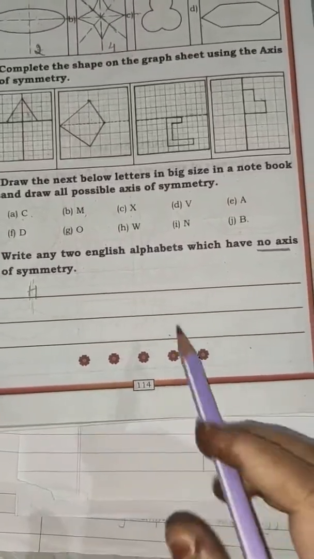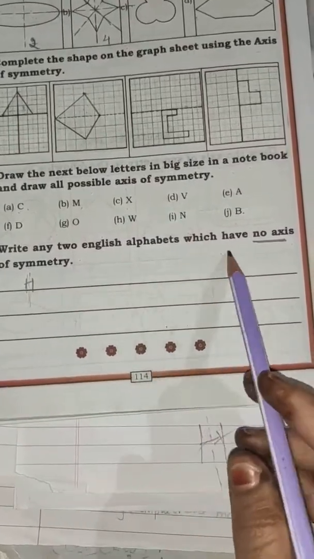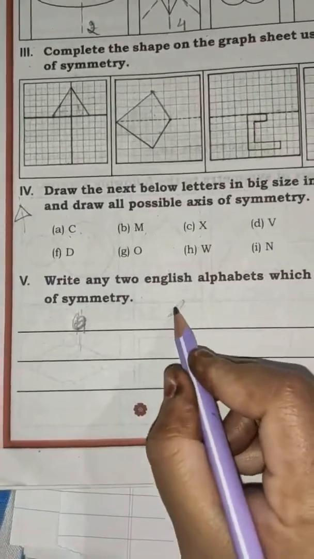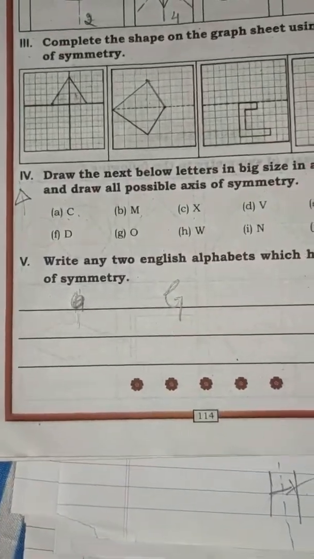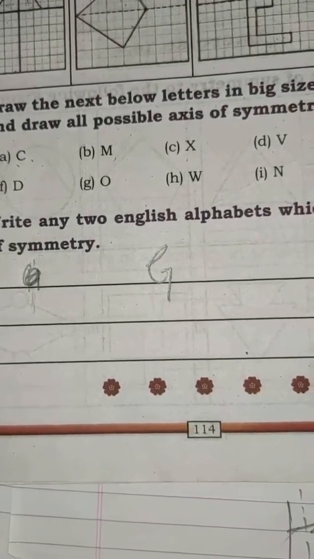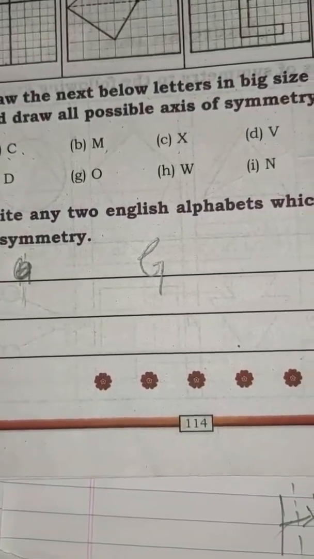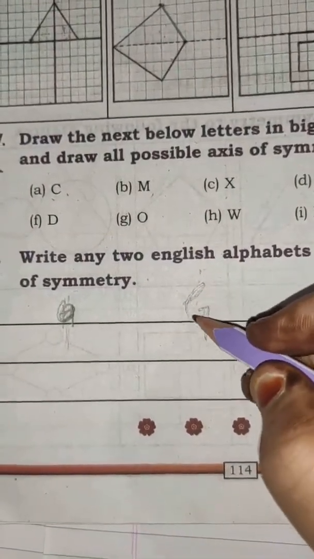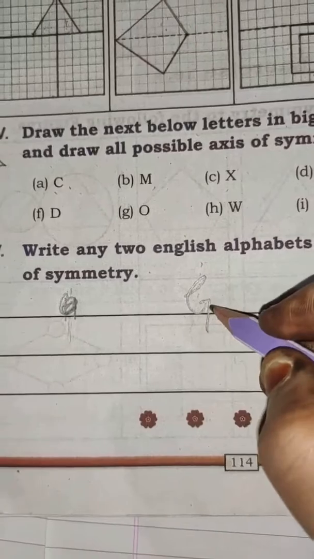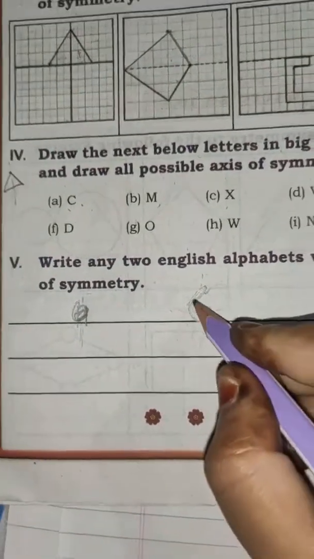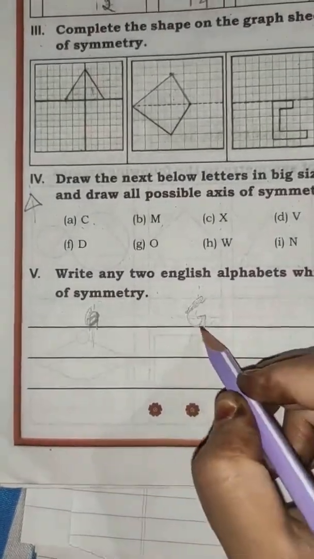So we have to write two letters of English alphabets which have no axis of symmetry. For example, I will take G. Yes, can you cut this G into two equal parts? Can you draw a line of symmetry here? If I draw the line like this, here I may get less part and here it is more part. If I cut like this, here I may get less part, here it is more part. So G does not have an axis of symmetry.